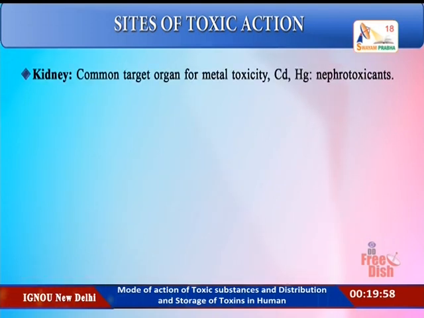Kidney. Common target organs for metal toxicity remain the kidney for many of the heavy metals. For example, cadmium, then mercury. So, these are all nephrotoxicants because they cause toxicity to the kidney and the entire excretory system.